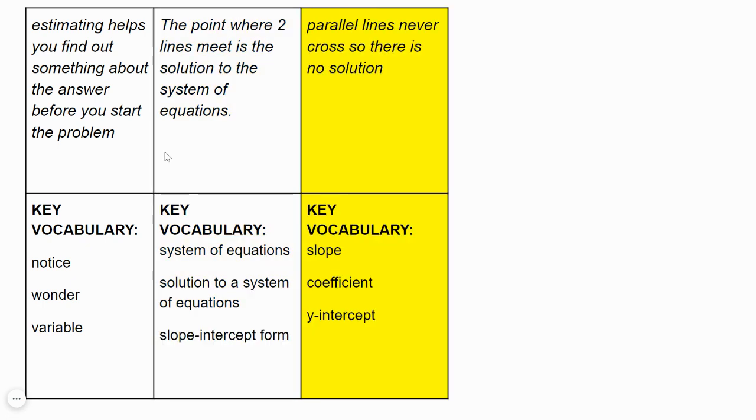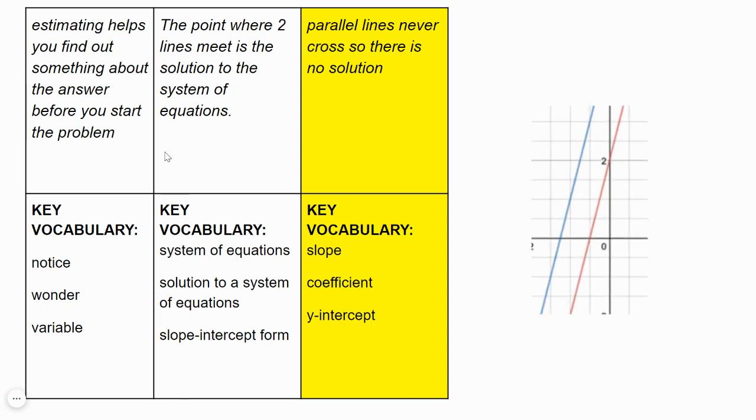The third key idea was that parallel lines never cross. So there's actually a situation where there's no solution whatsoever. And we saw that sometimes when you had those parallel lines. And obviously a key vocabulary word there is slope, right? If the slopes are the same, if the speeds are the same, those lines will actually never cross. And therefore, there's no solution.